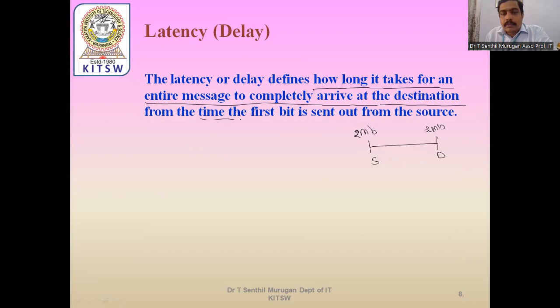From the time the first bit is sent from the source side, up to the time the last bit reaches the destination. Clear? So completely receiving the total 2 MB is considered the latency or delay. What is the meaning of that? 2 MB is there. So 2 MB means, sorry, 20 lakhs of bits are there.